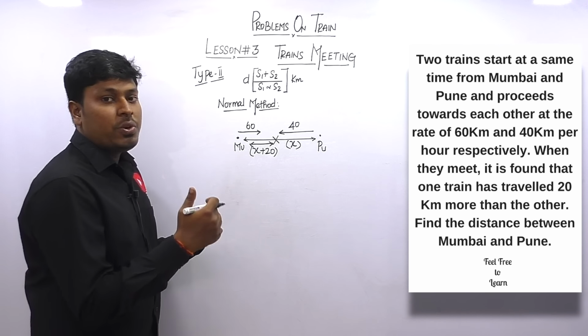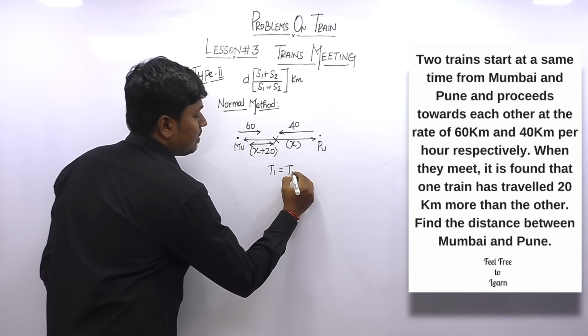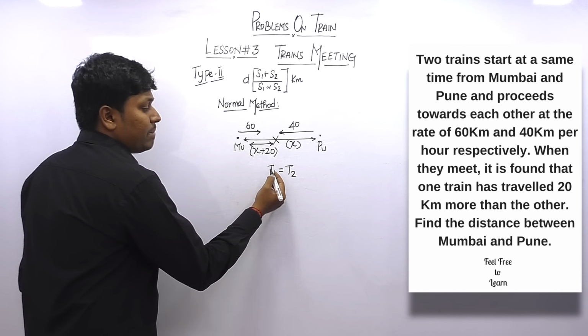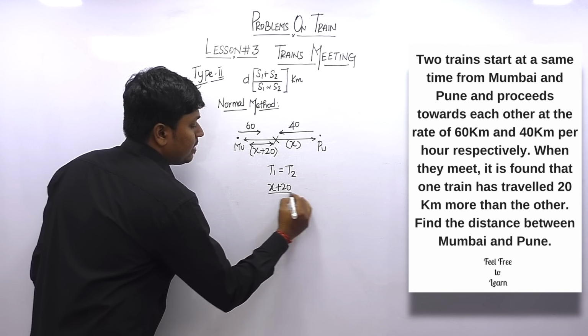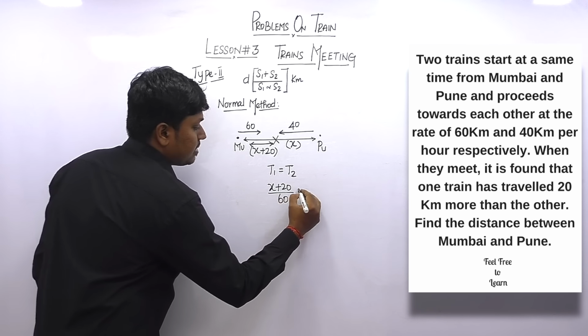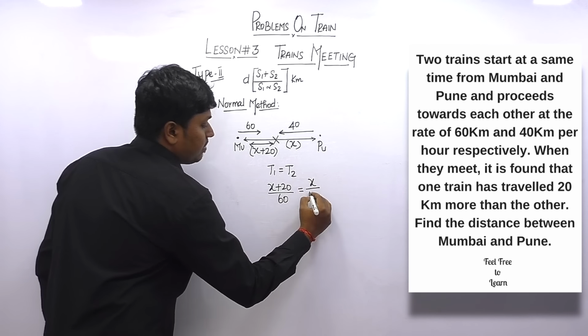If they are meeting, what do you need to equate? You need to equate the timing. So timing 1 is equal to timing 2. That is the condition, right? Time will be distance divided by speed, where the distance of the first train will be x plus 20 divided by speed 60, is equal to the second time. So the distance will be x divided by speed 40.